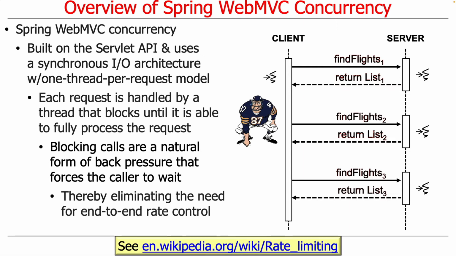One of the nice things about the synchronous request-response model is there's no need, or very little need, for end-to-end rate control, because you're not able to send requests faster than the server can respond, since you really can't send another request easily without waiting until the result comes back from the server. So as a result, we don't have to worry about end-to-end rate control. That will be different when we talk about the asynchronous model later in the course.